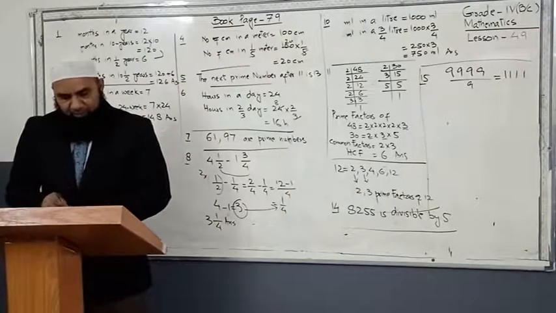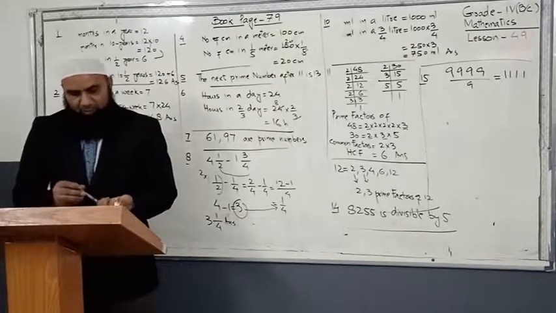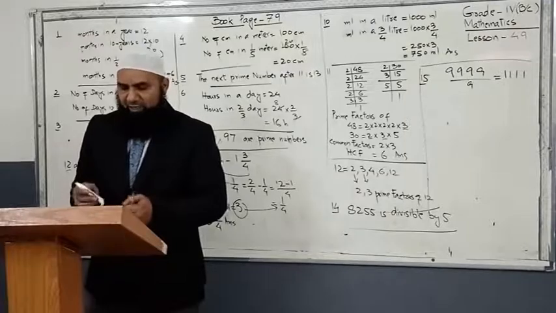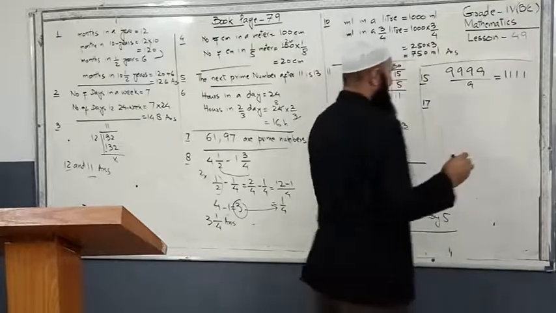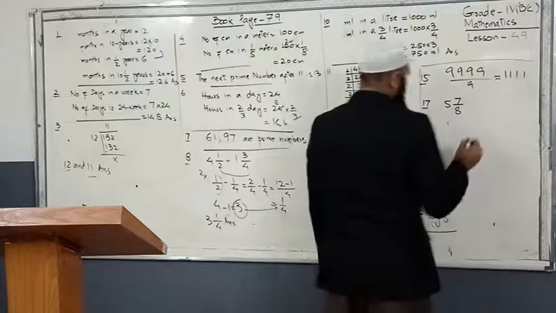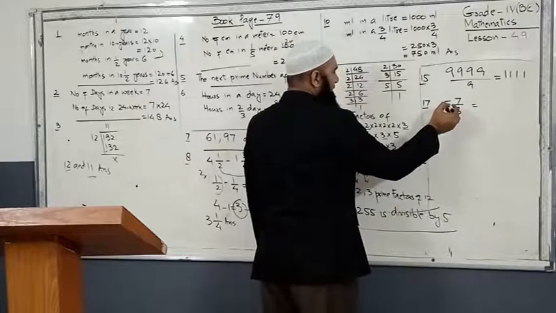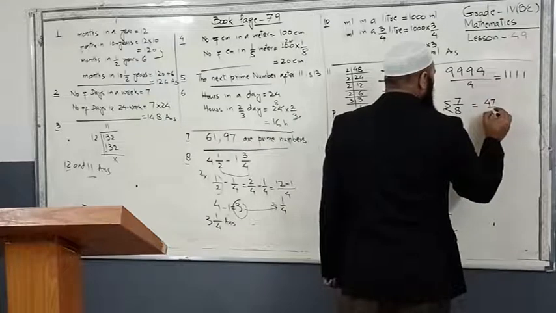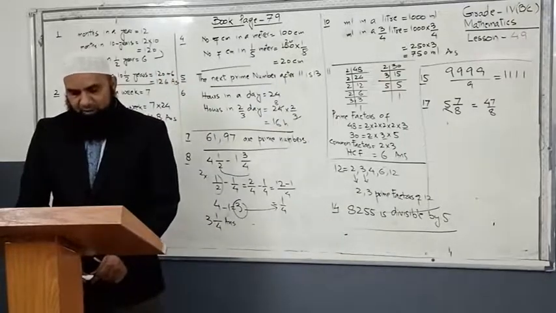Question number 17. Write 5 whole 7 over 8 as an improper fraction. This is very simple. Multiply 8 with 5, 8 times 5 is 40. Add 7. 40 plus 7 will be equal to 47 over 8. 47 over 8. This is the answer.